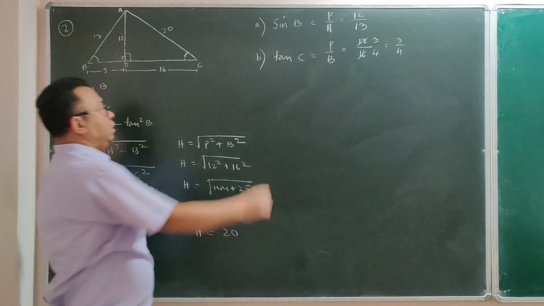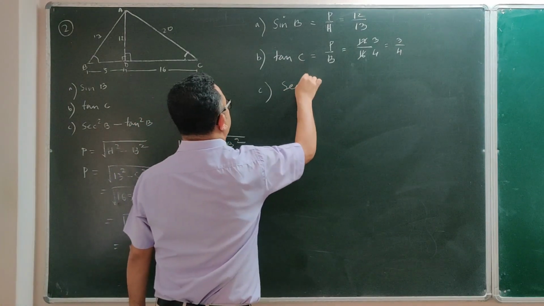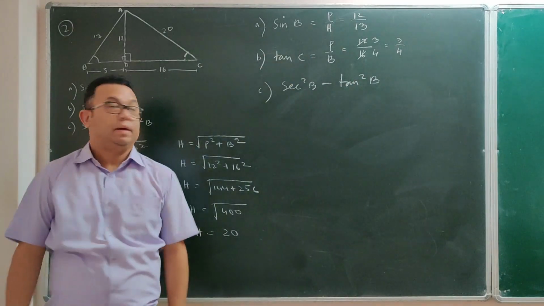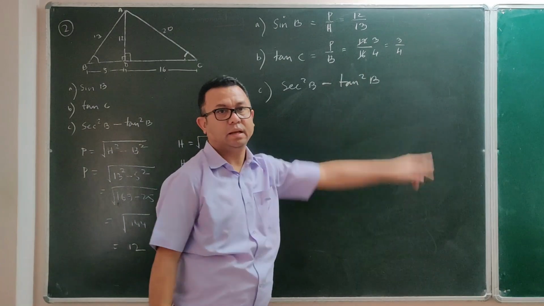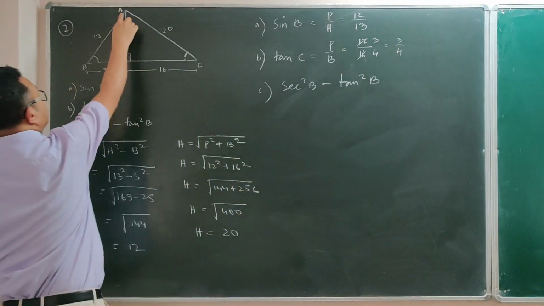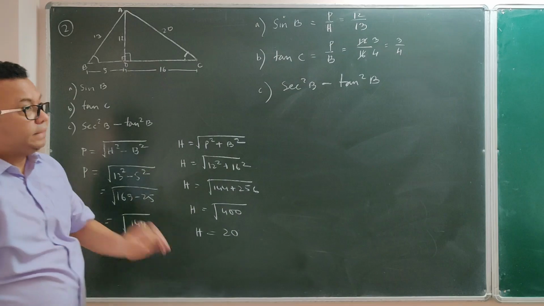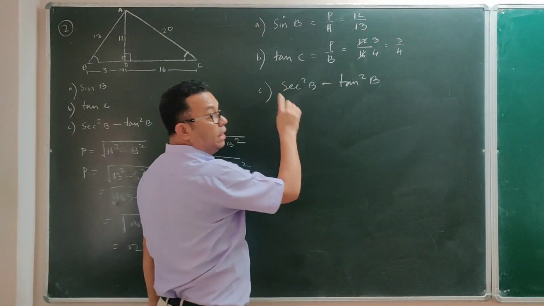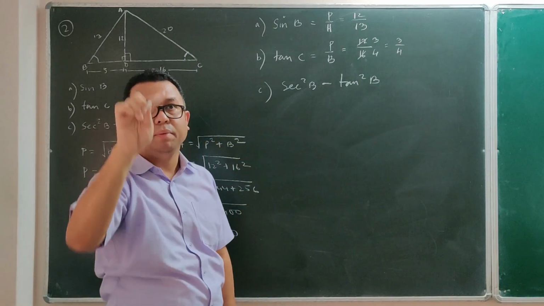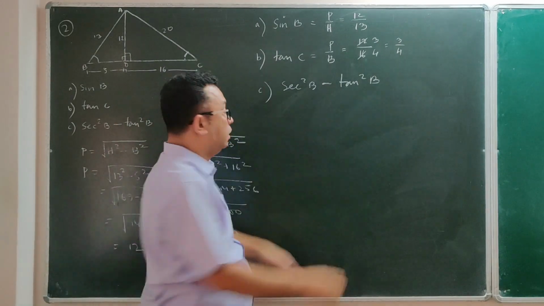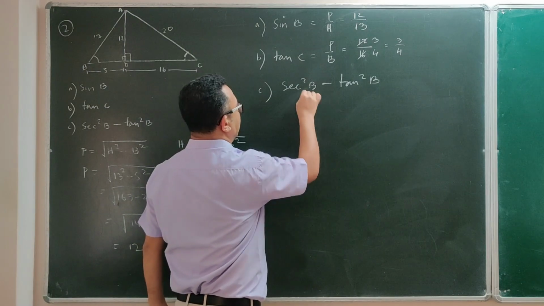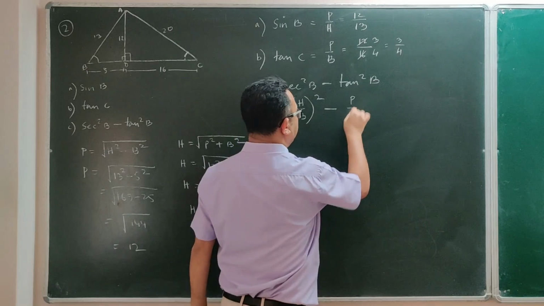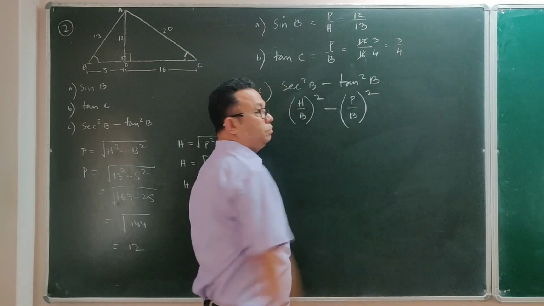Third one now. You have sec square B minus tan square B. Again, the angle of reference is B in both. So for B I have to take this small triangle, this one. Sec is the reciprocal of cos. Cos is base by hypotenuse, B by H is cos. Sec is the reciprocal, so it becomes H by B. So I have to square it. Minus tan, which is perpendicular by base, squaring this one too.